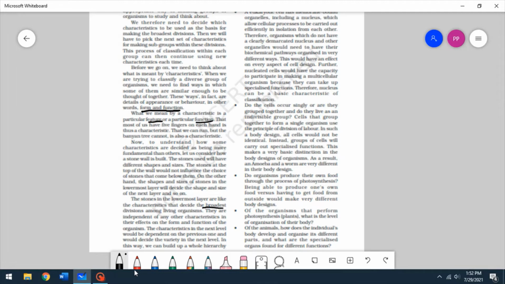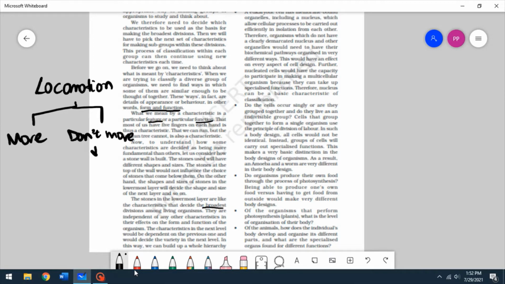So locomotion is one stage of division. Let me write here. Locomotion can be divided based on whether they move or they don't move. If they don't move, they're considered plants. This is on a basic level. This is not completely true, but this is basic to make sure you understand.